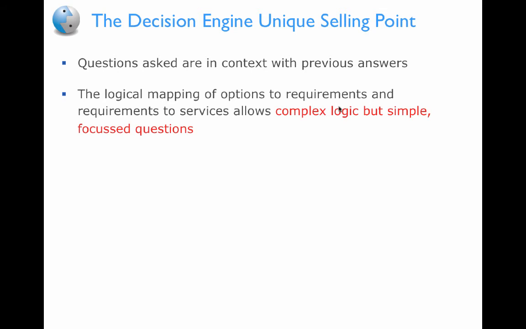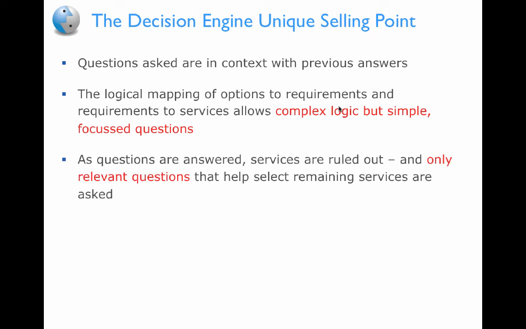So let's think about some of the selling points of our decision engine. First of all, questions are asked in context with previous answers. As I mentioned earlier, one of the requirements was that the services need to be in a location, and then it starts asking questions about, okay, well, let's find out which locations are valid for you. The mapping of the options to those requirements and those requirements to the services means that the questions are focused, and you can implement some quite complex logic, but to the user it's an extremely simple process.